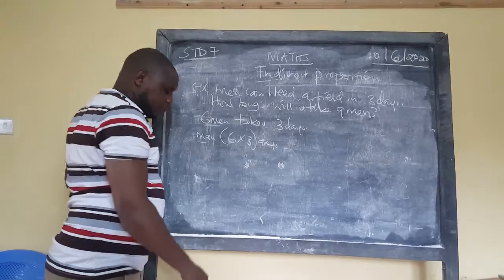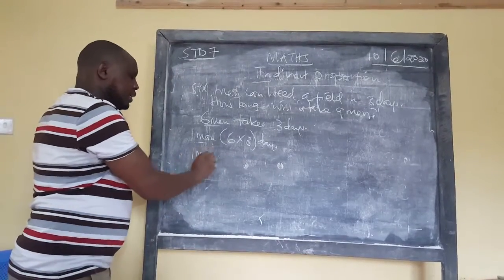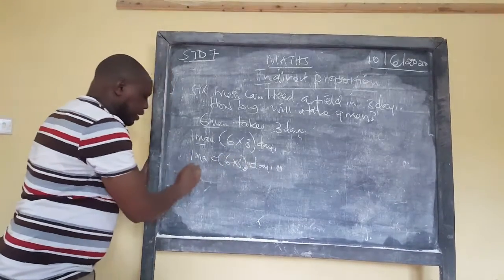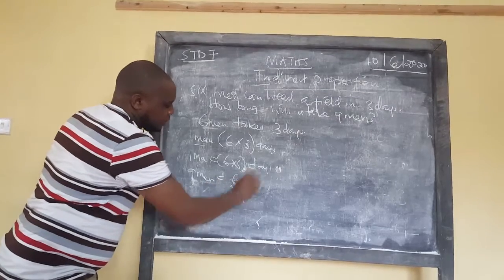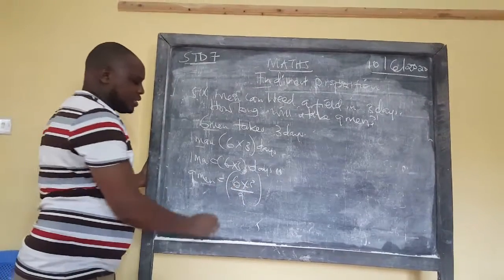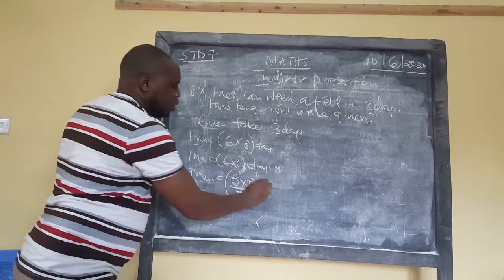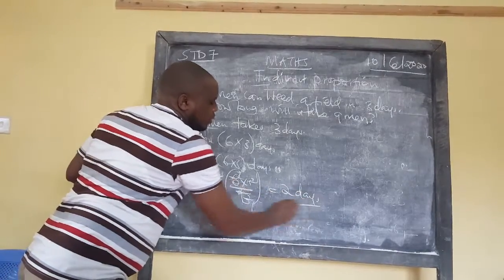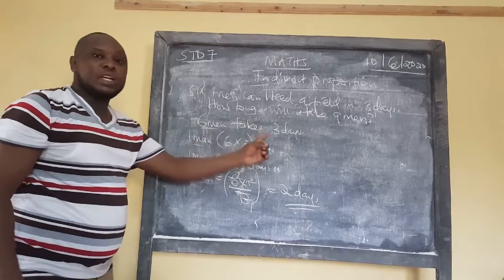So, for example, what about 9 men? If one man takes 6 times 3 days, then 9 men will take 6 times 3 over 9. Those are the number of days they will take. By 3, 1 by 3, 3 by 3, 1 by 3, 2. You realize that 9 men will take 2 days only. So as the number of men increases, the number of days decreases.